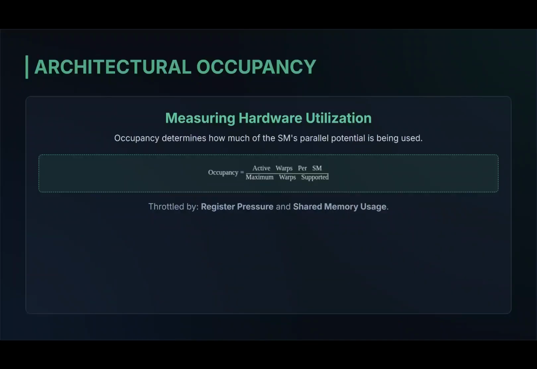Finally, we measure utilization using occupancy. This is the ratio of active warps to the maximum warps the SM can support. Occupancy is typically throttled by register pressure. If your code uses too many registers per thread, the hardware physically cannot fit enough threads on the SM to hide memory latency effectively.